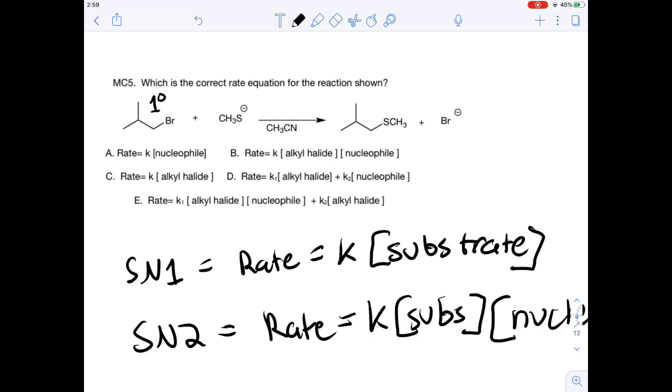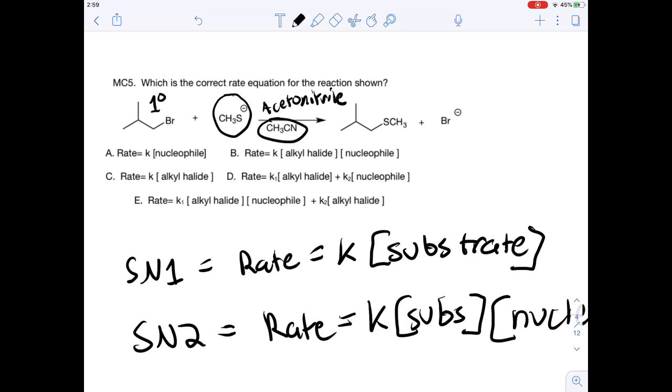But that alone isn't enough. We want to check the solvent and the nucleophile as well. The solvent is acetonitrile, so I'll write that down. And that is a polar aprotic solvent. As we remember, polar aprotic solvents are characteristic of, again, SN2 reactions. Now, looking at the nucleophile, we can see that with a negative charge, it's going to be a really good base, which means it's a strong nucleophile, which is also representative of SN2 reactions.